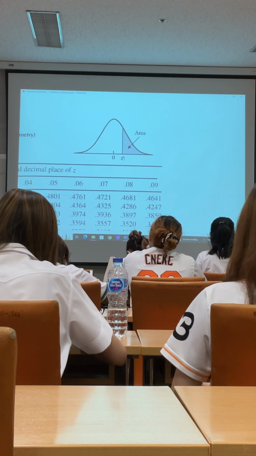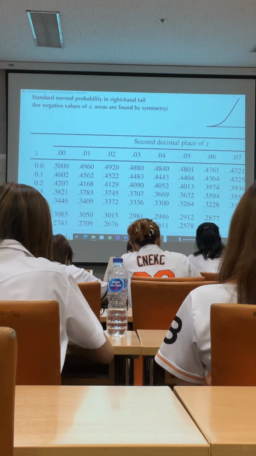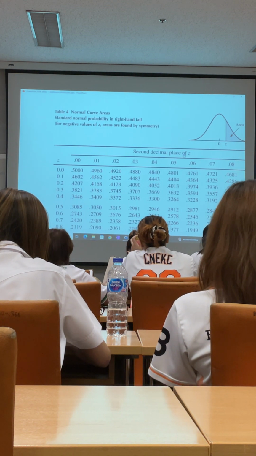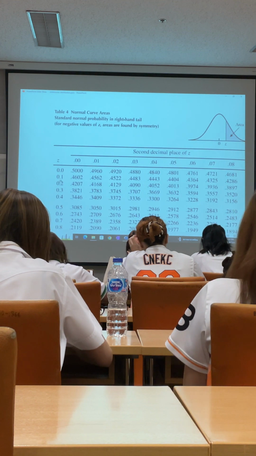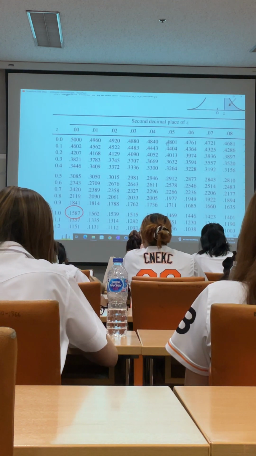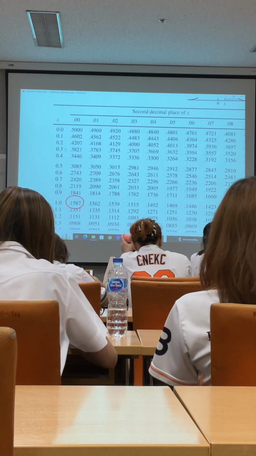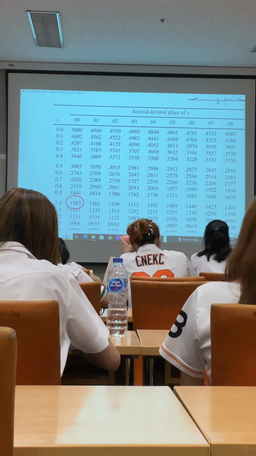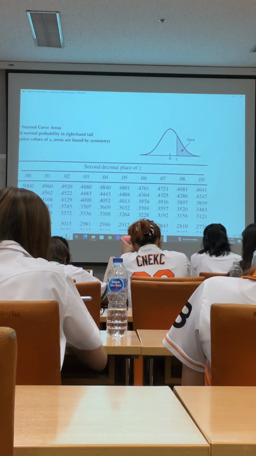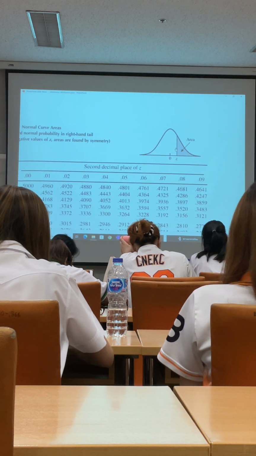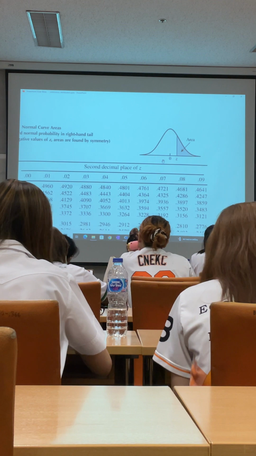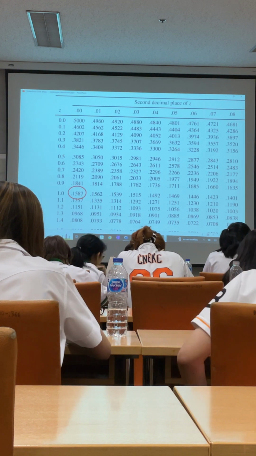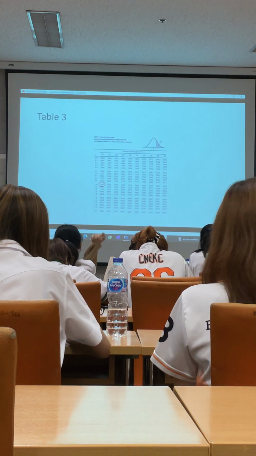So let's see. I want Z to be 1. You can see that on the top it has the second decimal place, but the first decimal is here. So you want that to be 1, and the second decimal is 0. So that is 0.1587. But 0.1587 is the area to the right. So if you want the area to the left, you have to subtract this number from 1, and then you get the y area. Okay, I hope that's simple enough.